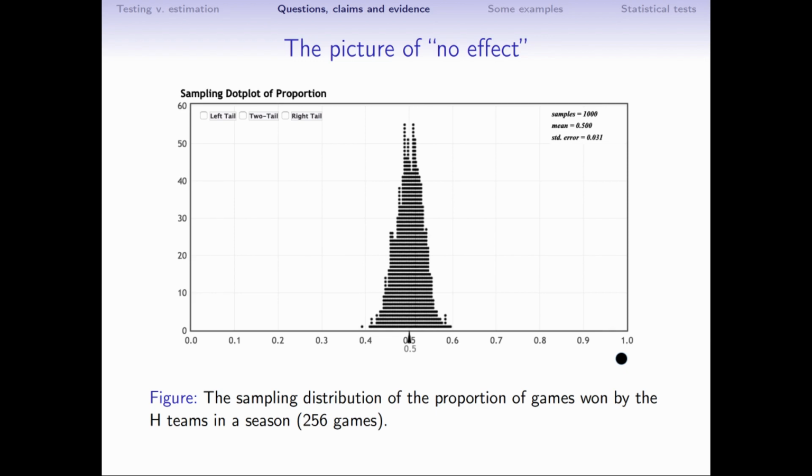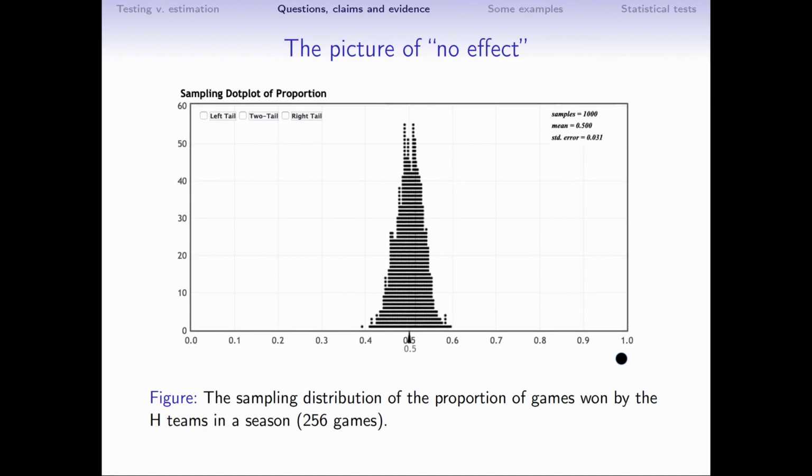Now notice that the values of P hat form a bell-shaped distribution centered on 0.5, and that 95% of the P hat values land between 0.438 and 0.562. Now this means that even if a condition like wearing tiny H stickers on helmets has no effect, it can appear to have an effect.